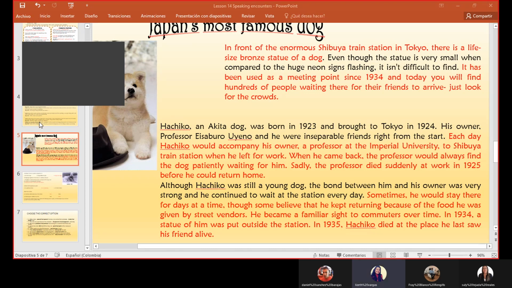He became a familiar sight to commuters over time. In 1934, a statue of him was put outside the station. In 1935, Hachiko died at the place he last saw his friend Ueno. Thank you, Angie. Very good.